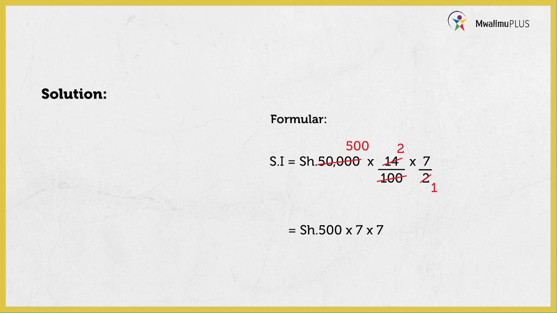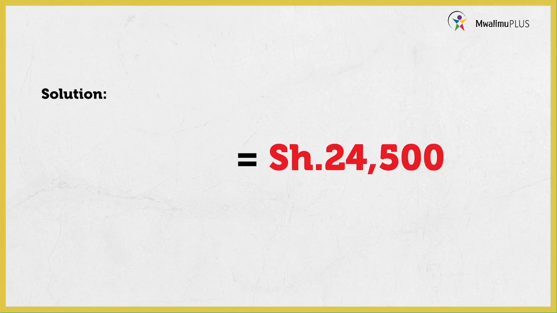Therefore, 7 out of 2 will give us now that 2 in the denominator, which will cancel into the 14 to give us 7. Now, that leaves us with 500 times 2 times 7, and that will give us a total amount of 24,500 shillings. And what was this? This was the simple interest that was earned in this institution. Up to that point, I think now we have covered fully what we were supposed to cover in simple interest.